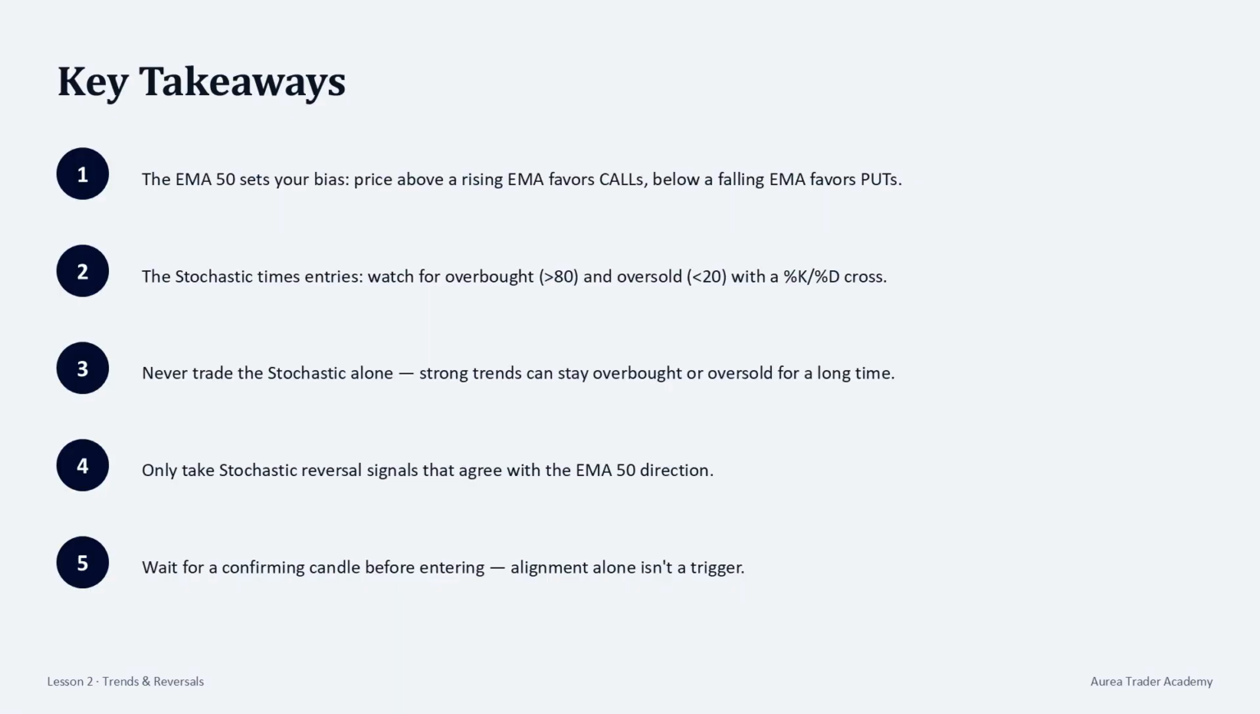5 lines to remember. The EMA 50 sets your bias. Above a rising EMA favors calls, below a falling EMA favors puts. The stochastic times entries, watch for overbought above 80 and oversold below 20, with a %K/%D cross. Never trade the stochastic alone. Strong trends can stay overbought or oversold for a long time. Only take stochastic reversal signals that agree with the EMA 50 direction. And wait for a confirming candle before entering. Alignment alone isn't a trigger.